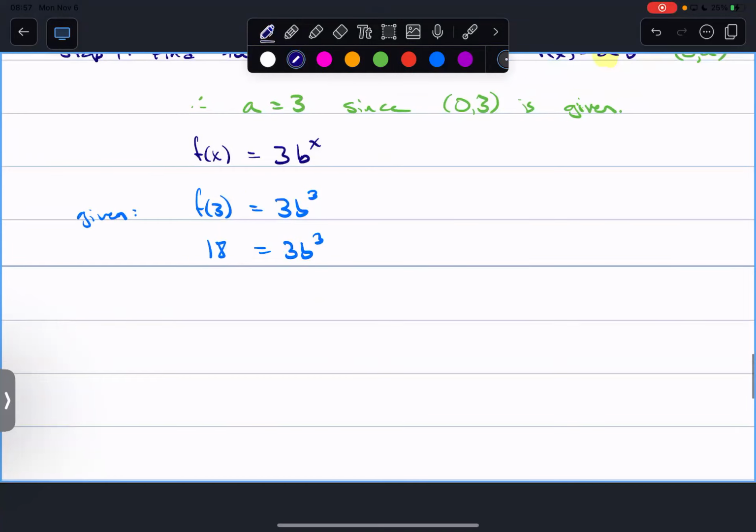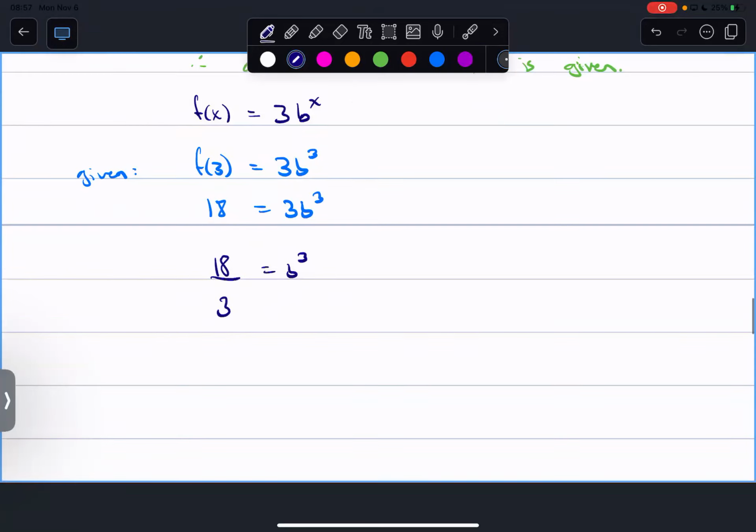So going nice and slow, right? 18, you have to divide by 3 first, right? Move this 3 over to the left-hand side. So you get 18 divided by 3 is b to the power of 3. 18 divided by 3, is that something nice or bad? Something nice. That's great.